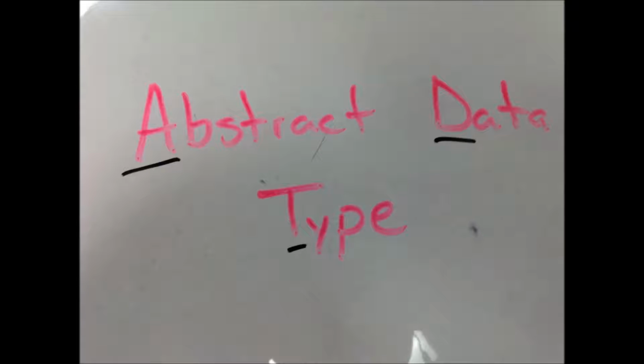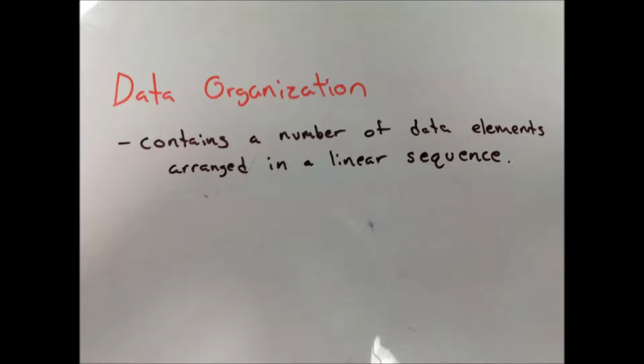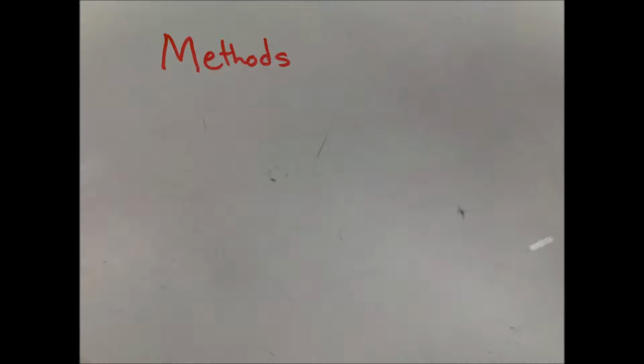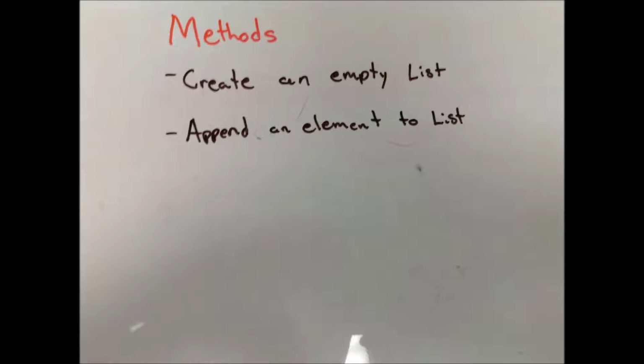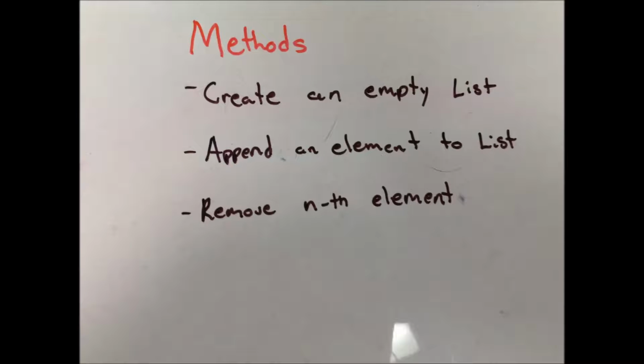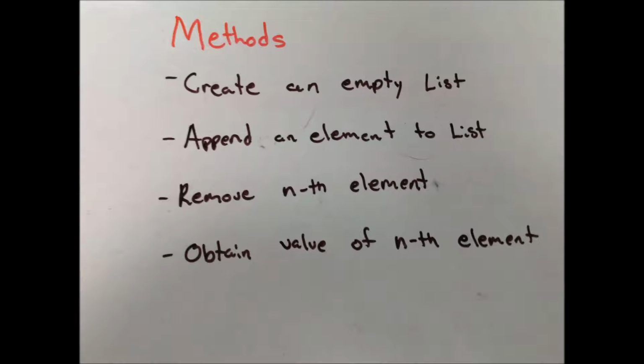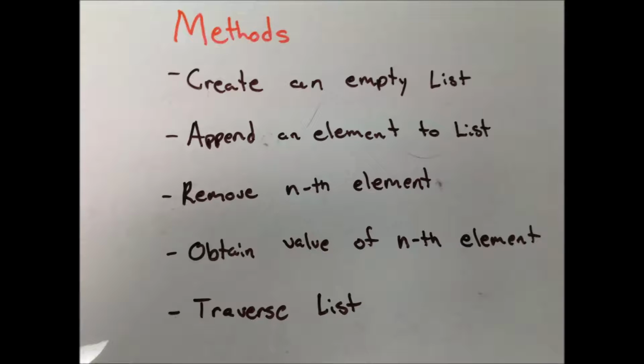An abstract description of a data structure, with the emphasis on its properties, functionality, and use rather than the particular implementation, is referred to as an abstract data type, or ADT. An ADT defines methods for handling an abstract data organization without the details of implementation. A list ADT, for example, may be described as follows. Data organization: it contains a number of elements in a linear sequence. Its methods: create an empty list, append an element to a list, remove the nth element from a list, obtain the value of the nth element, and traverse a list, which is the process of printing out all elements of a sequence, visiting each element once.